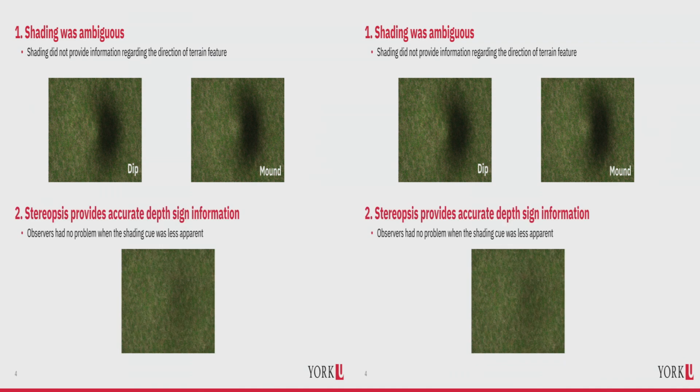Stereo, on the other hand, can support accurate depth sign information. So observers had no problem when the shading cue was less apparent. So they performed quite well under this low shading condition. So it's not due to their inability to discriminate depth from binocular disparity.